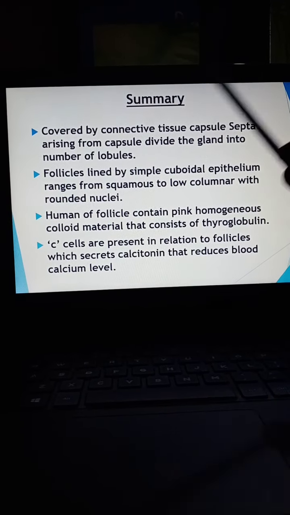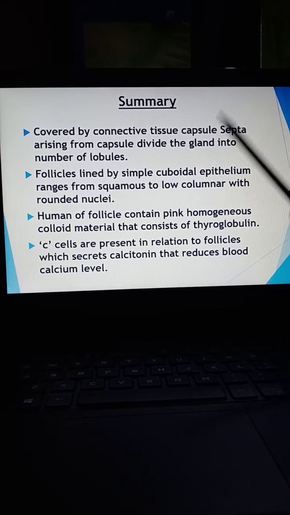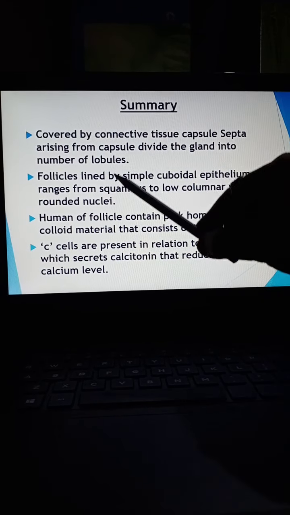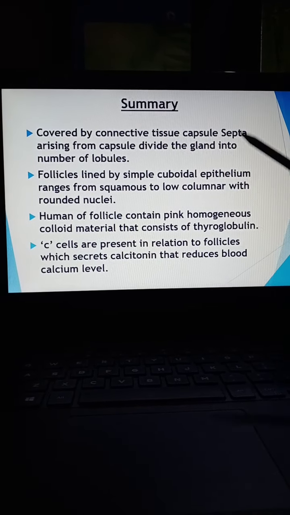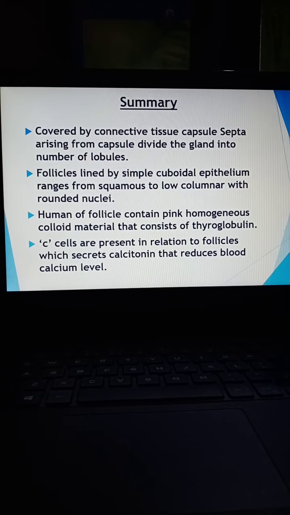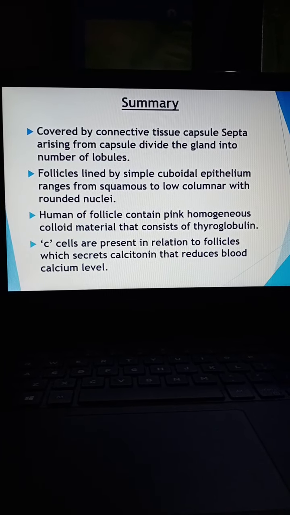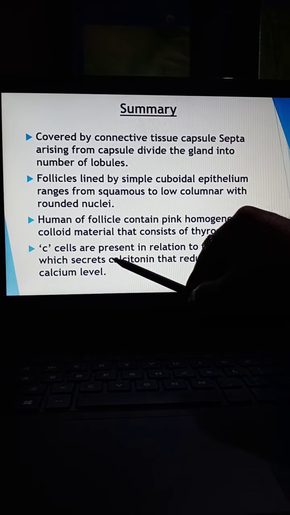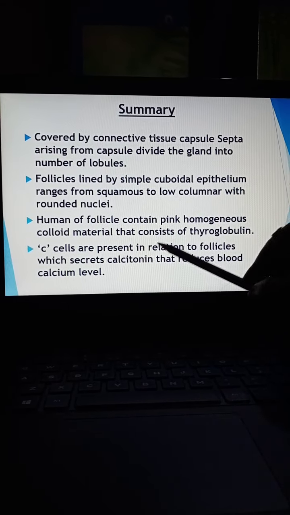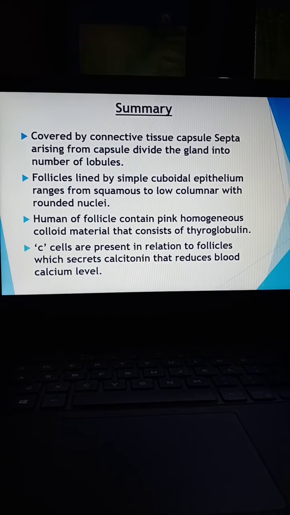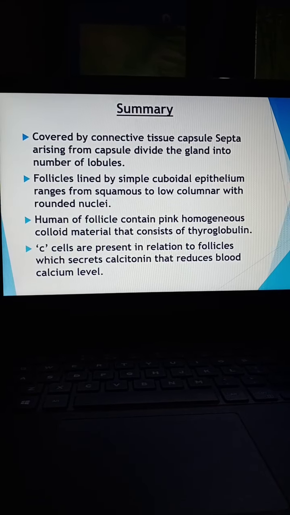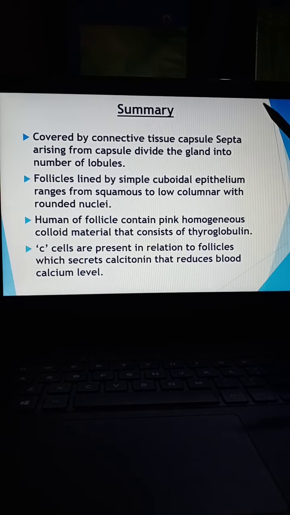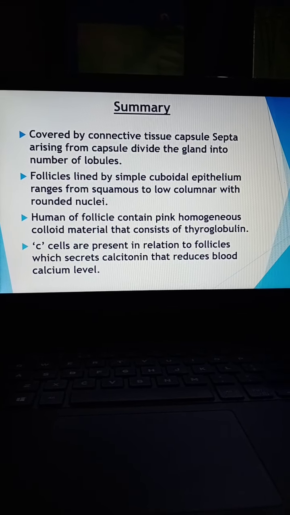About the follicle, you must know the follicular cells, their epithelium, then what the colloid is, how this colloid contains T3 and T4 which are the hormones, and how they are produced, synthesized and released into the blood. Then you must know about the C cells which secrete calcitonin, where these C cells are present and what their function is. Hope that you understood this topic very clearly.